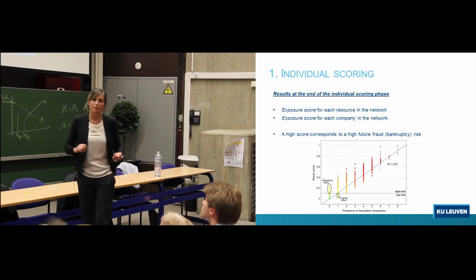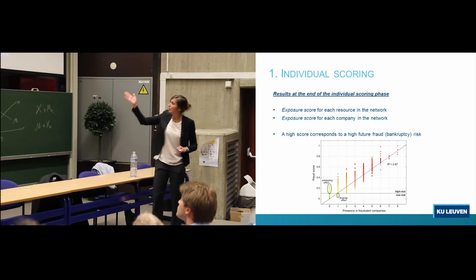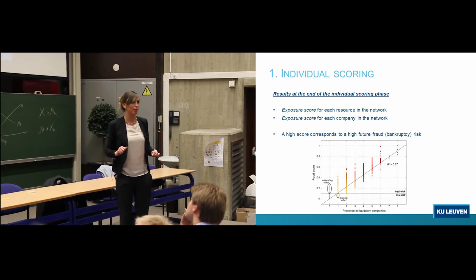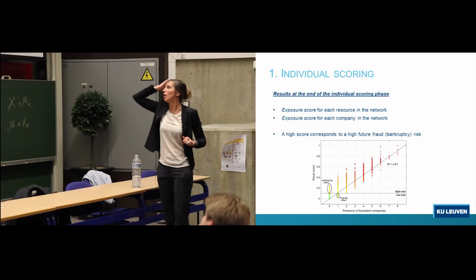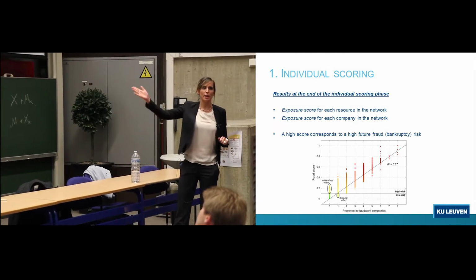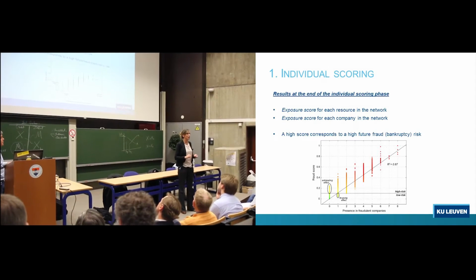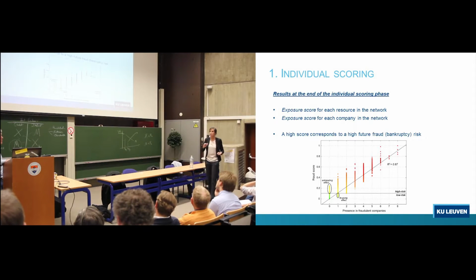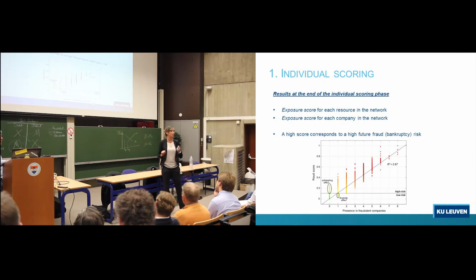Now, what are the results of individual scoring? They're actually quite remarkable. So in the end, we get a fraud score for each node in the network. That is for each company, but also for each resource. This is the graph of the resources. And on the x-axis, we plot the presence of a resource in fraudulent companies. On the y-axis, we have the fraud score. Now, there is a positive relationship, meaning that the more you're involved in fraudulent companies, the higher your fraud score is. Now, we have 2 really remarkable effects.